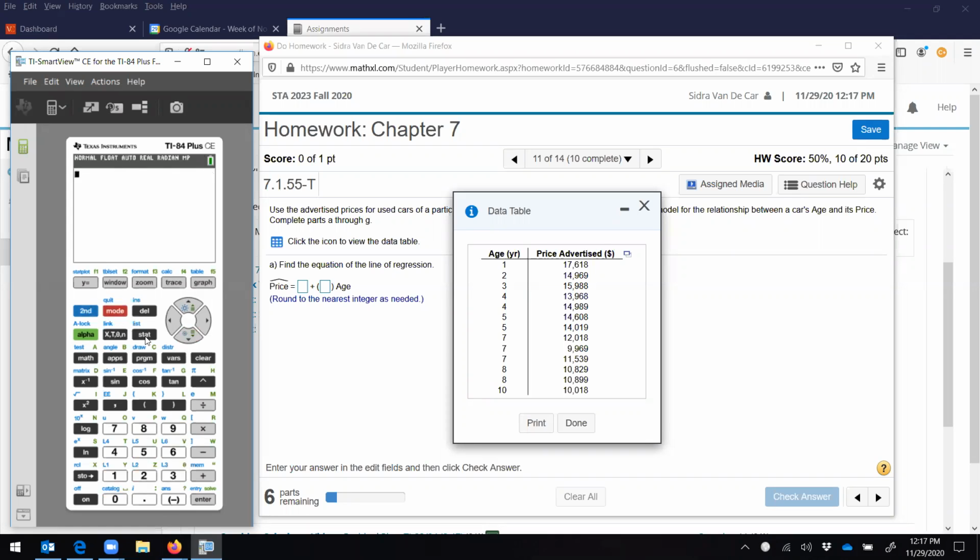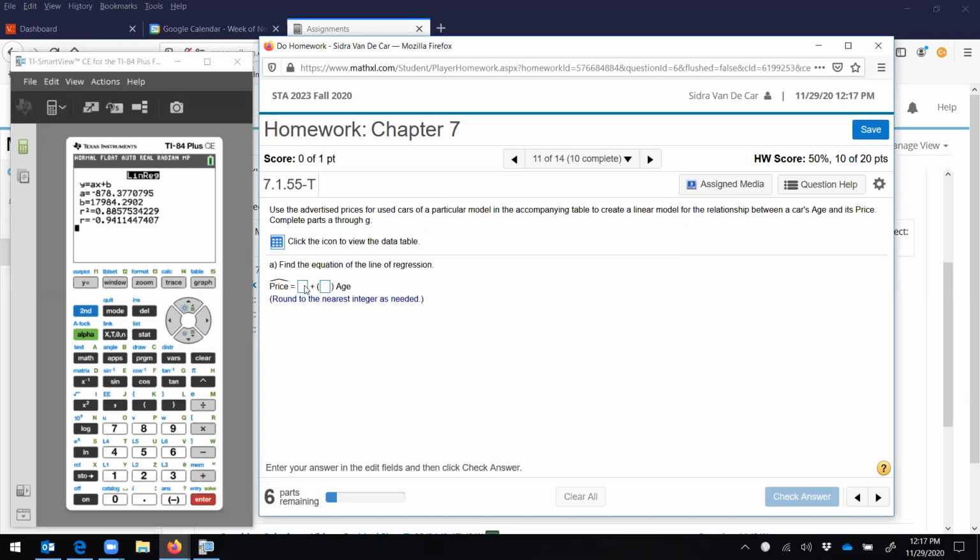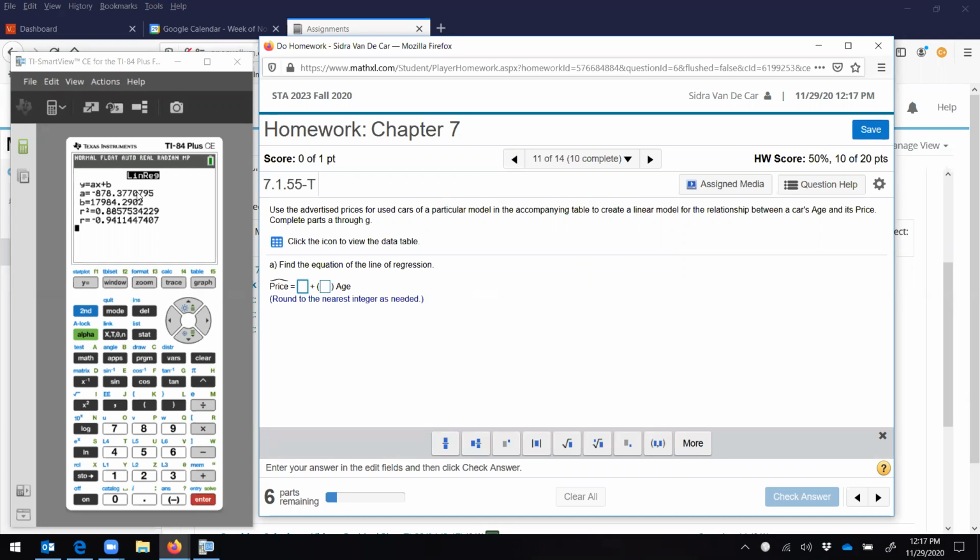All right, now let's run our regression on that. All right, so we have our intercept. Notice the B is by itself, so that's the intercept. 17,984. To the nearest integer, that would be correct. And then the age times the slope. Our slope is the A, negative 878.